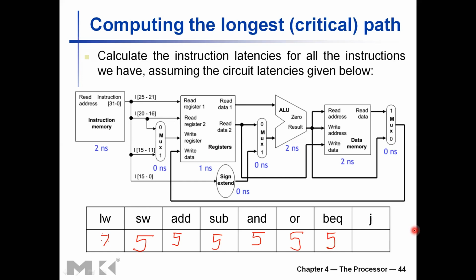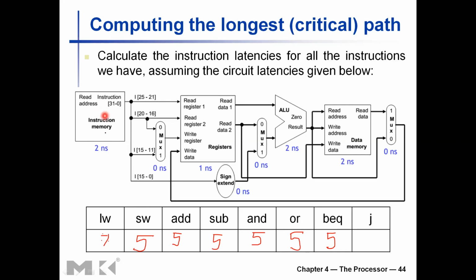Okay. What about the jump instruction? Jump instruction, instruction memory reading, yes, 2 nanoseconds. Will we be reading the register file for the jump instruction? No. Jump instruction is jump to a specific target offset.